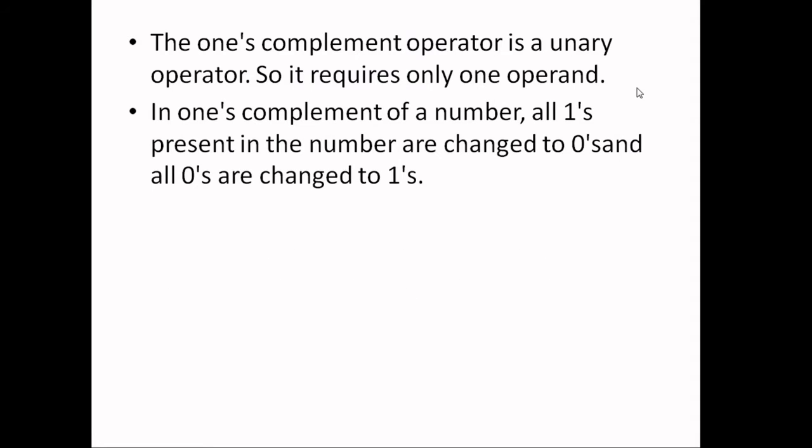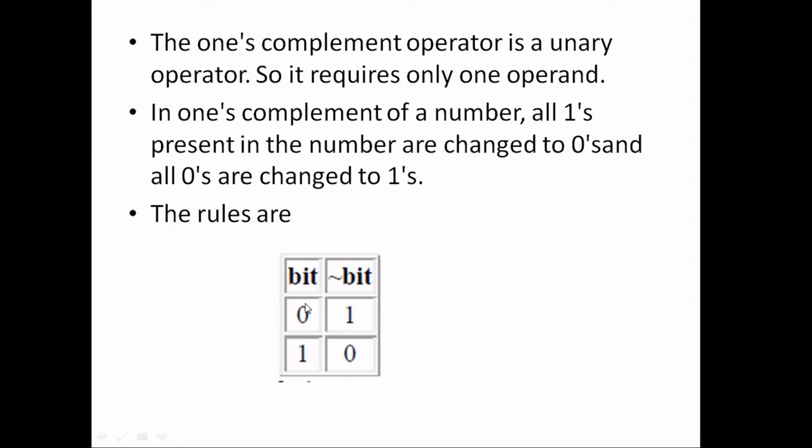In ones complement of a number, all ones present in the number are changed to zeros and all zeros are changed to ones. So that's the rule. If there is a 0, your ones complement will be 1. If it is 1, your ones complement will be 0.